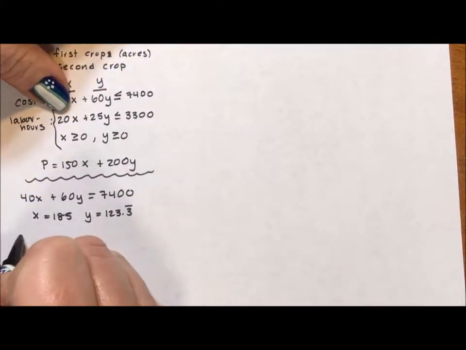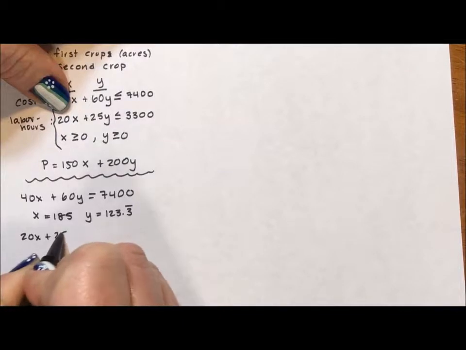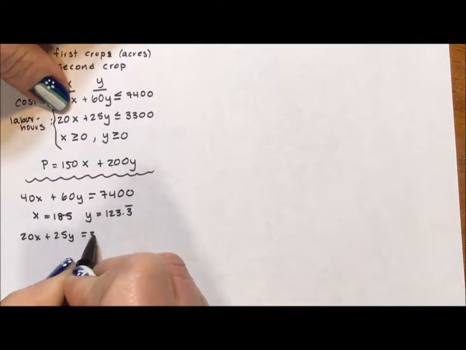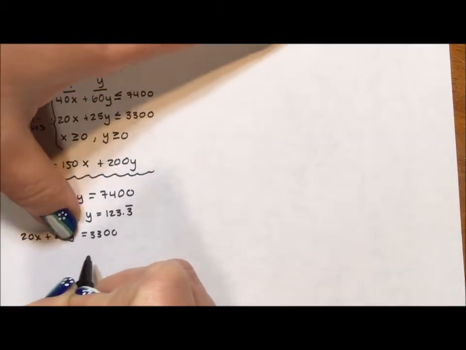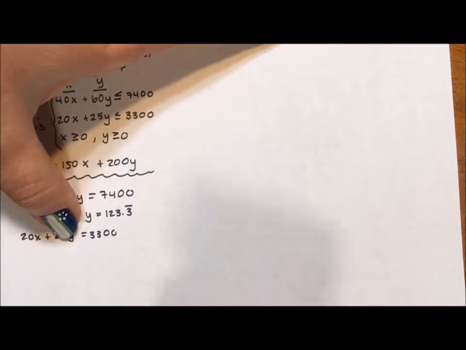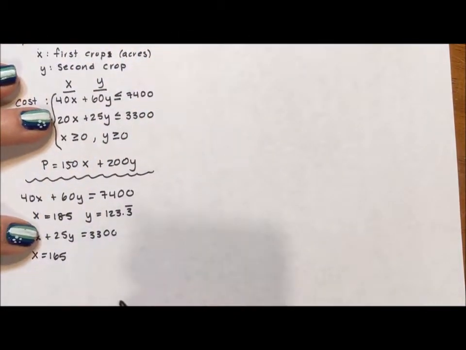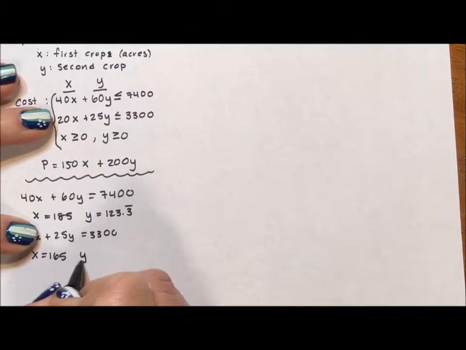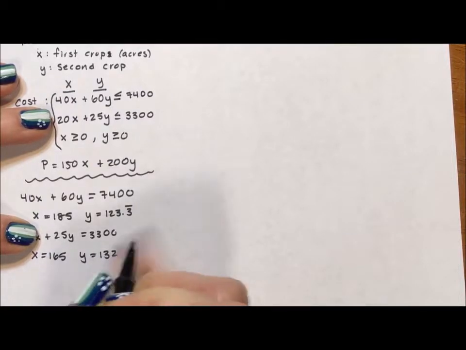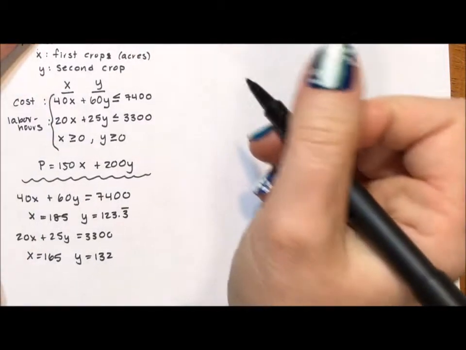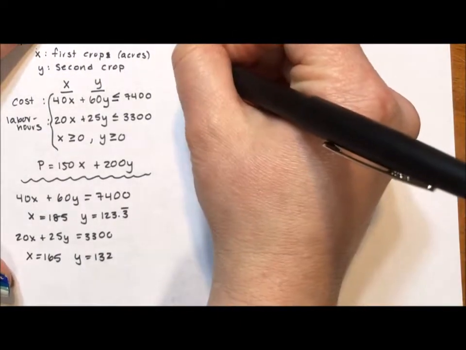For my second equation, I have 20x plus 25y equals 3,300. Again, if y is equal to 0, then 20x is 3,300, or x is 165. And if x is equal to 0, then 25y is 3,300, or y is equal to 132.